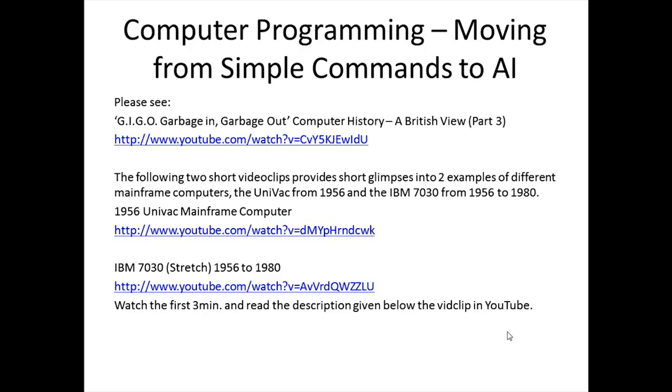There are also two other video clips that I'd like you to take a look at. The following two short video clips provide short glimpses into two examples of different mainframe computers, the UNIVAC from 1956 and the IBM 7030 from 1956 to 1980. The URLs for those particular video clips are given. They're both from YouTube, and I invite you to take a look at both of those. The second one, just look at the first 3 minutes. Beyond that, it reiterates some of the territory that we've already covered. And take a look at the description that's given below the video clip in YouTube itself.